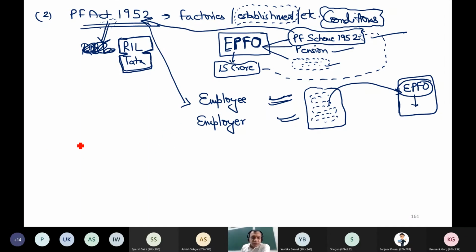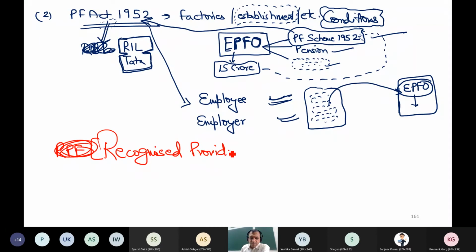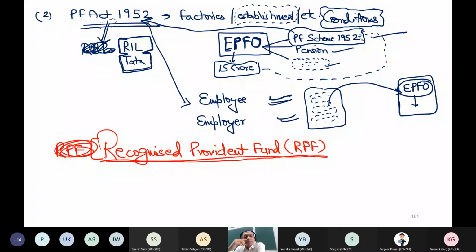Then I want to discuss with you a concept, RPF, Recognized Provident Fund. With RPF, what I want to explain is what we mean by recognized. Now, all the companies or all the factories are not interested in going under the PF Act 1952 if they are not compulsorily required to be registered under it.